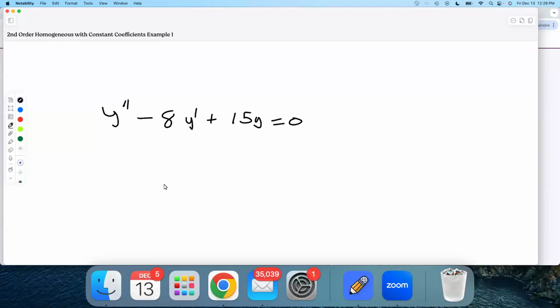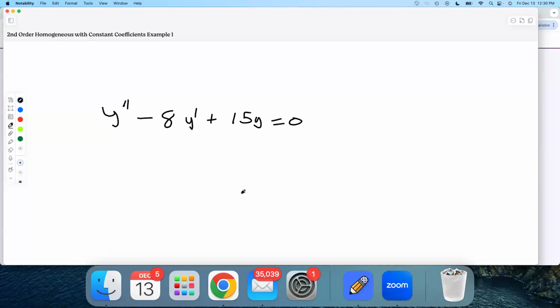Okay, let's take a look at this guy here. As you can see from the title of the document, this is second order. We're taking two derivatives. Homogeneous because it equals zero. And by the way, that's pronounced homogeneous, not homogeneous. Homogeneous doesn't have that E right there. Constant coefficients. All of the coefficients in front of my y's and his derivatives are all just constants.